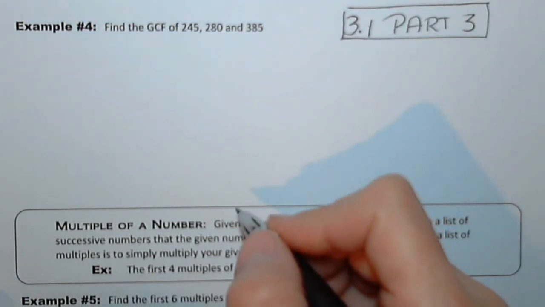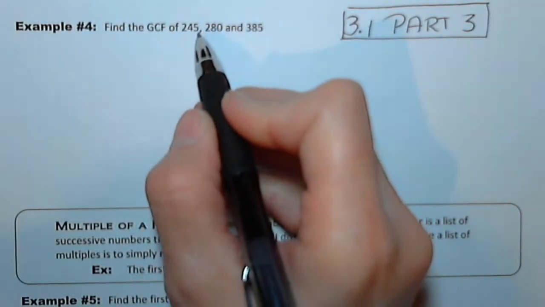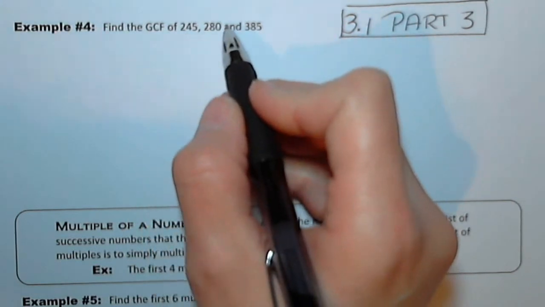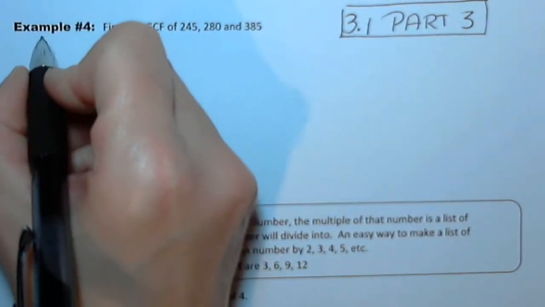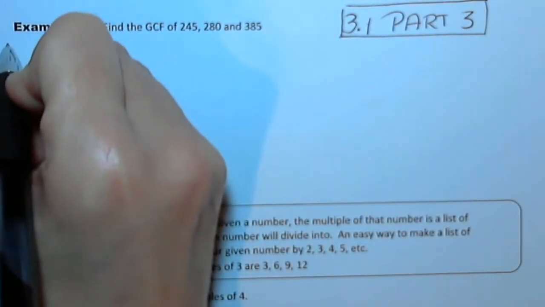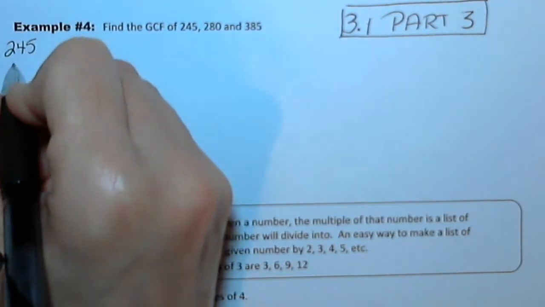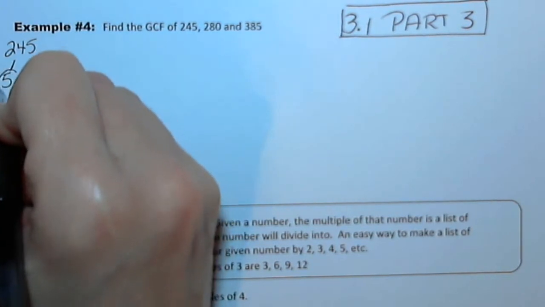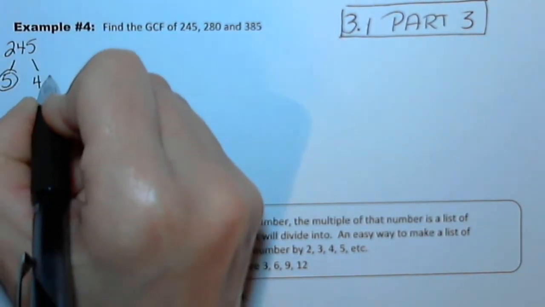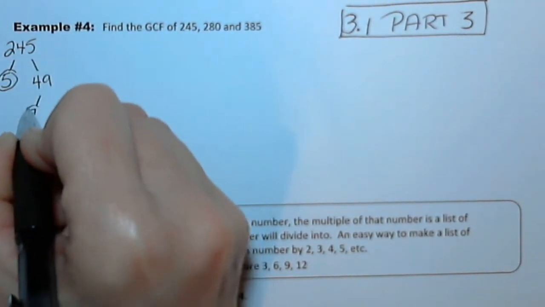This is 3.1 part 3, and we're going to find the GCF of three numbers this time: 245, 280, and 385. So let's do our factor trees for each of those. 245, obviously 2 isn't going to work. I'm going to use 5, and it's going to be 5 times 49, and 49 is 7 times 7.